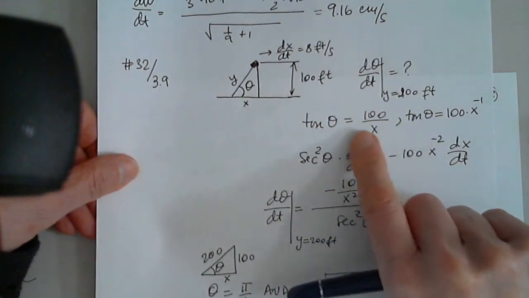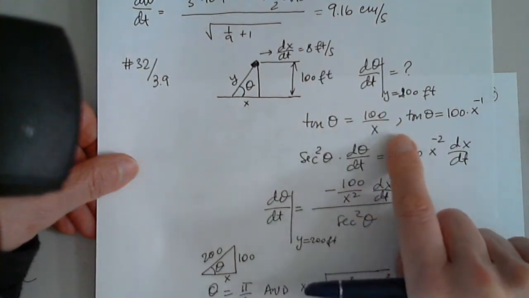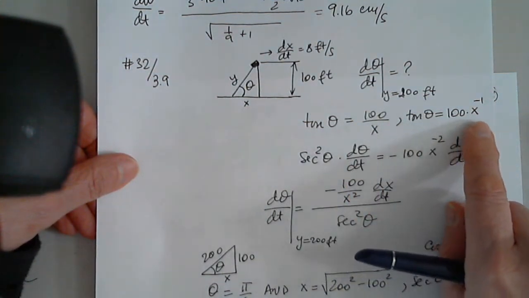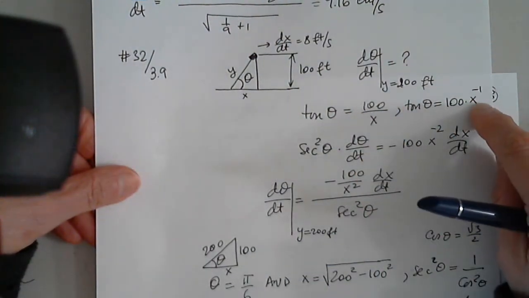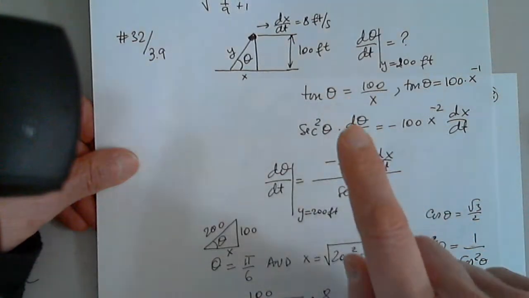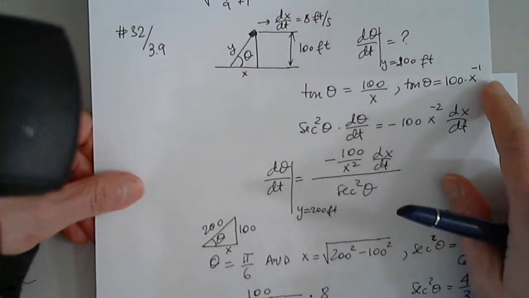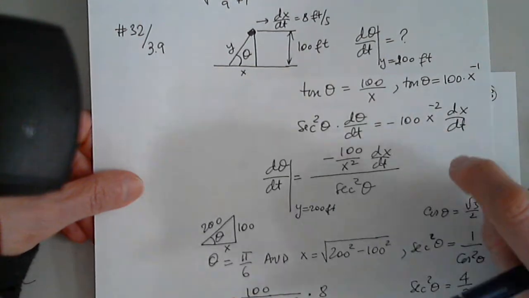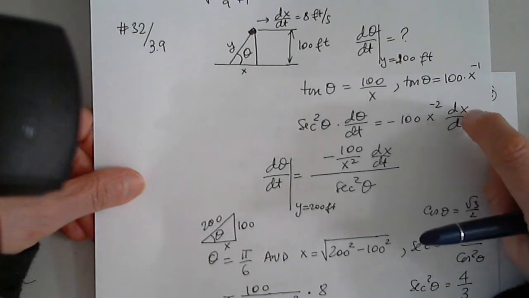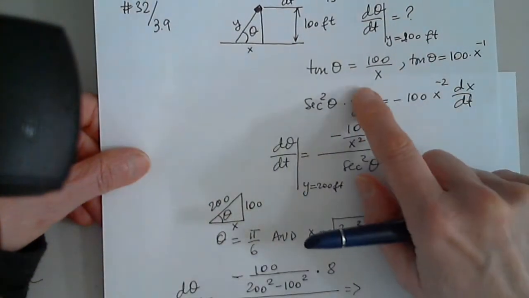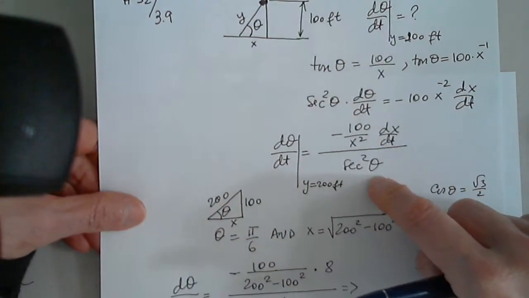So then I solve. I change this into tangent theta equals 100 times x to negative 1, knowing that theta is a function of time, x is a function of time. When I differentiate this, I have secant squared theta times d theta over dt. I bring down negative 1, I subtract 1 from the power, and remember x is a function of time, so times the inner function prime, which is dx over dt. So I have to solve for d theta over dt, all this over secant squared.